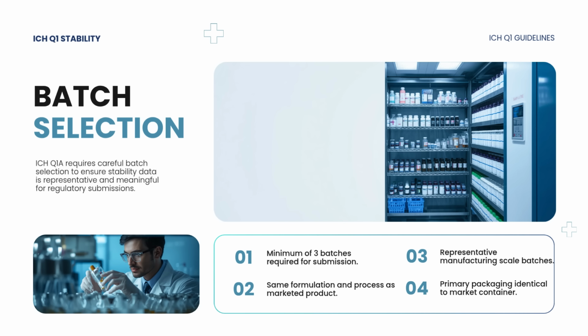Remember, a minimum of 3 batches is required. This approach helps ensure that the data is robust and comprehensive. The batches should be at a representative manufacturing scale, closely mirroring what will actually be produced for consumers. Additionally, using the primary packaging that is identical to what will be used on the market is essential.